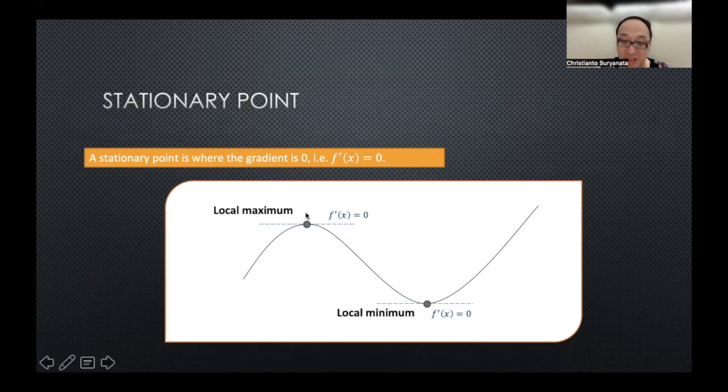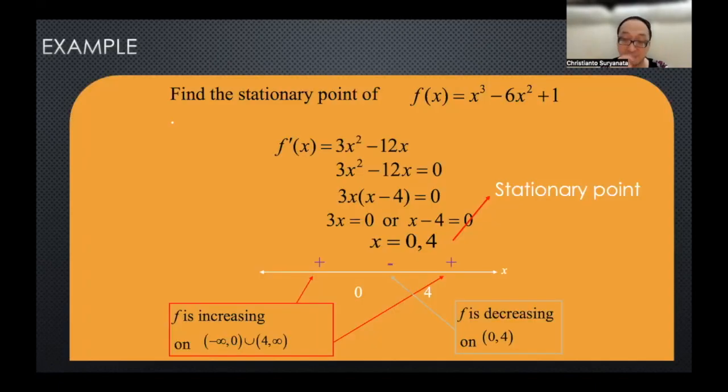The first one is a local maximum, and this one is a local minimum because the value of y is less than the other values.